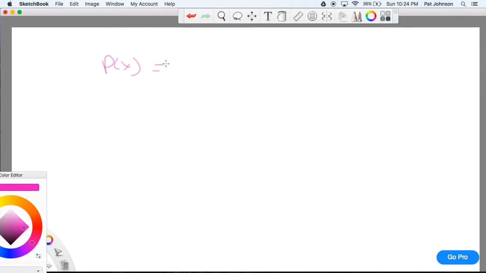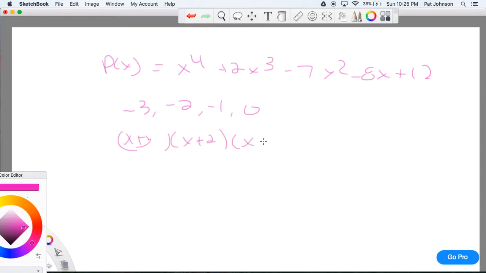They show you an example, and they give you the equation p of x, which is just another way of saying f of x or y, equals x to the fourth plus 2x cubed minus 7x squared minus 8x plus 12. If you look at the graph, you see it crosses the x-axis several times, at -3, -2, 1, and 2. So we can say the zeros of p of x are these. We can say the roots are the same thing.